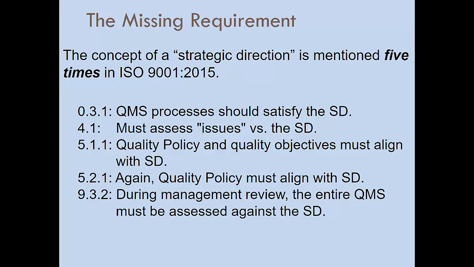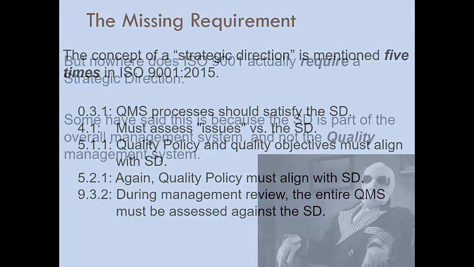5.1.1 says the quality policy and quality objectives must align with the strategic direction. 5.2.1 says the quality policy, again, must align with the strategic direction. And 9.3.2 says that during management review, the entire quality system should be assessed against the strategic direction.